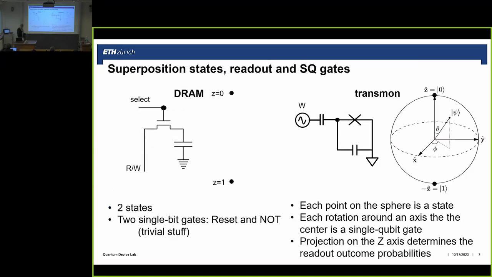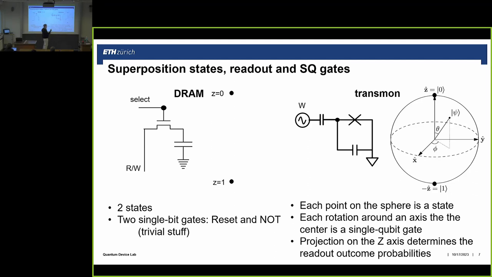Now, with bits, a single bit has two states, 0 and 1, and the circuit for a single bit might look like this. That's a DRAM cell. There are only two things you can do: you can either reset it or flip it. If it's a 0, it becomes a 1. If it was a 1, it becomes a 0.